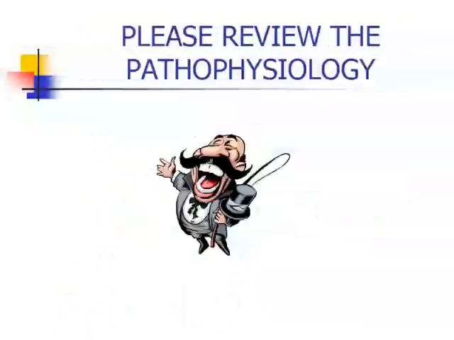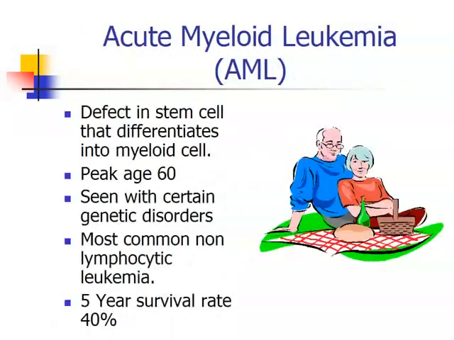So you need to review your pathophysiology for the different types of leukemias. Acute myeloid leukemia is a defect in your stem cell that differentiates into your myeloid cell. All ages are affected, but it peaks at age 60. It's the most common non-lymphocytic leukemia. The prognosis is variable. You may have a potentially curable disease, but older patients tend to have a worse prognosis.